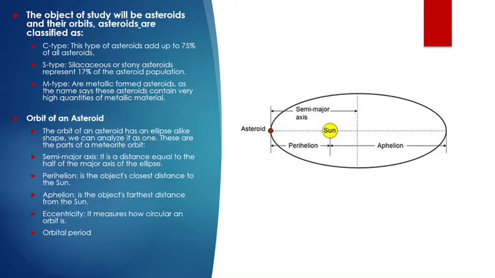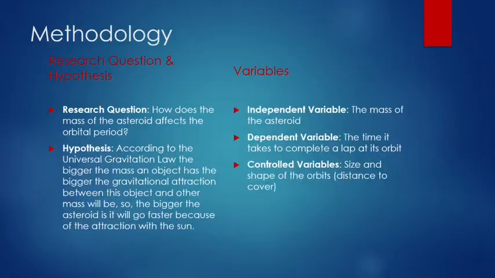The perihelion, that is the object's closest distance to the Sun. The aphelion, that is the object's farthest distance from the Sun. The eccentricity, that measures how circular an orbit is and has a value from 0 to 1. And the orbital period, that describes how long it takes an asteroid to orbit the Sun once. Orbital period is measured in years.